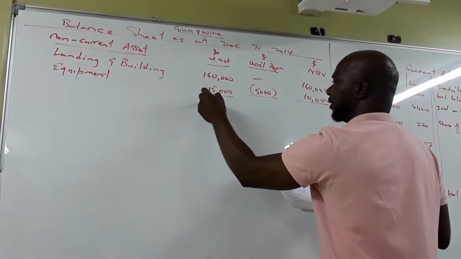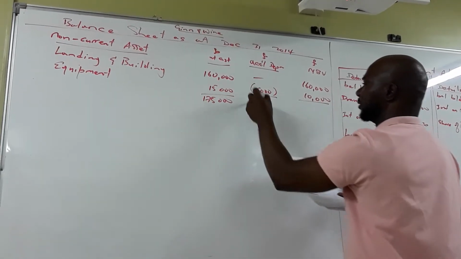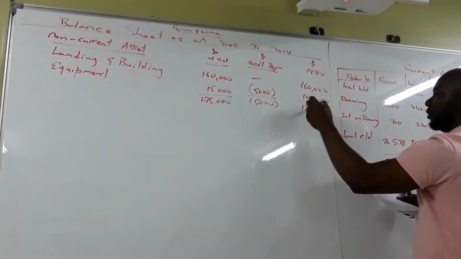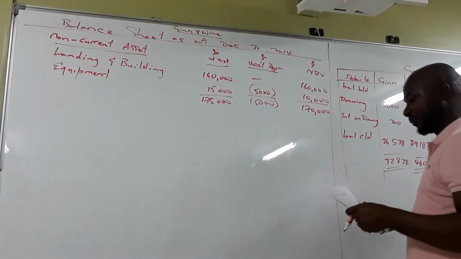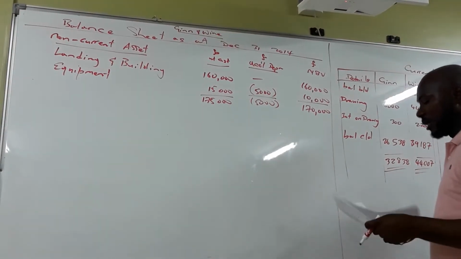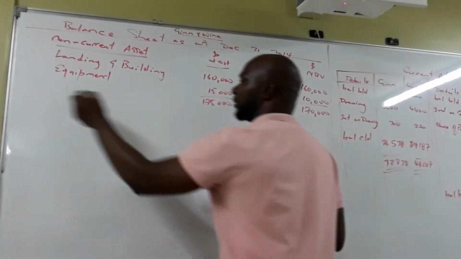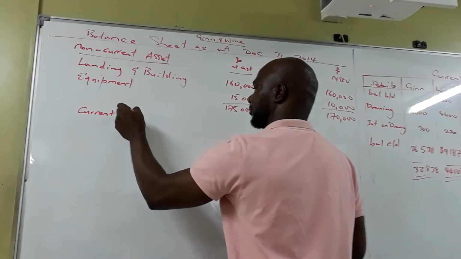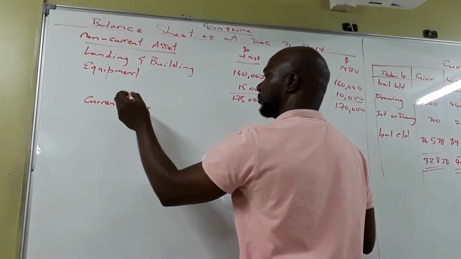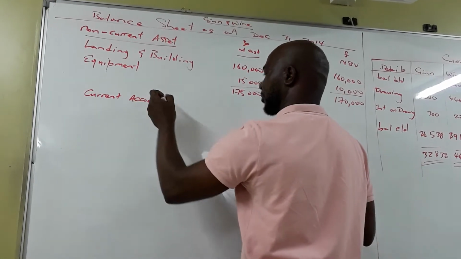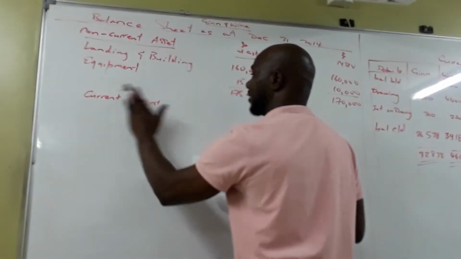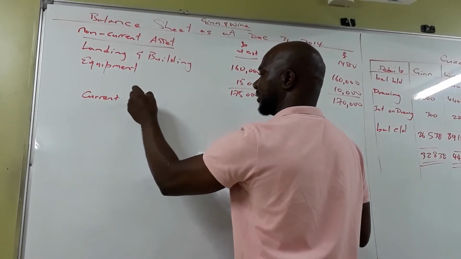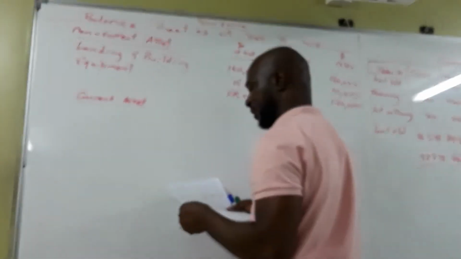You add this right here, you get what? 175. This gives you what? 5,000. And when you add this right here, you get what? 170,000. Alright. Now we can move into the what? Current asset, my bad. We can now move to our current asset, right? We can now move to our current asset.